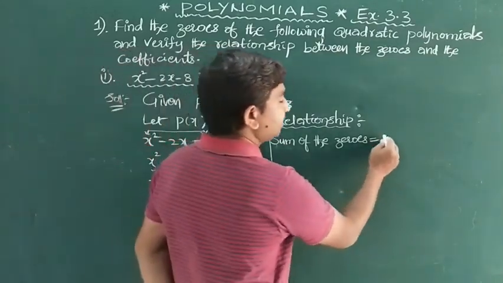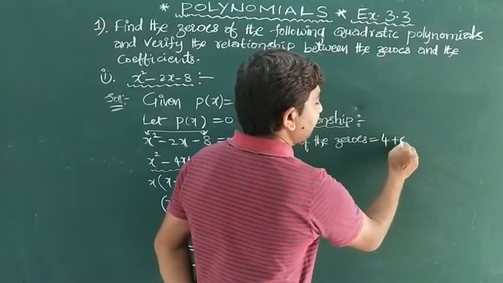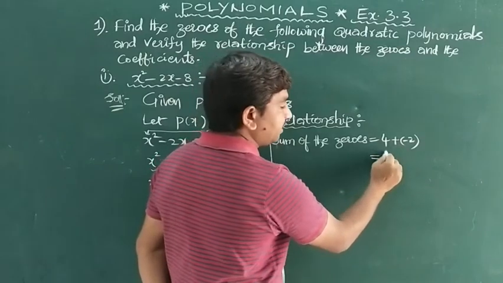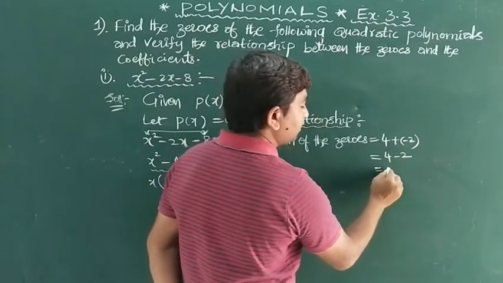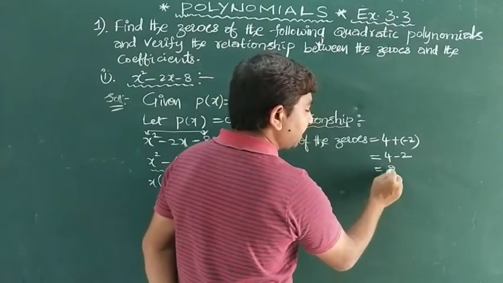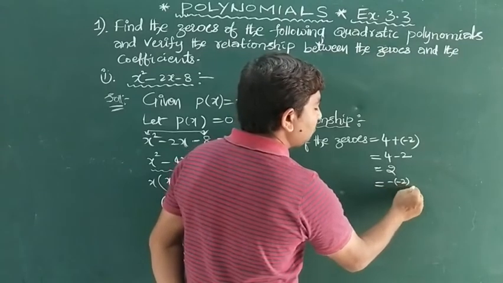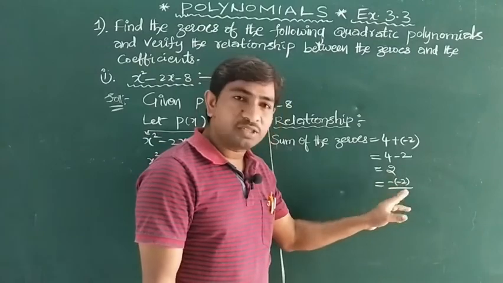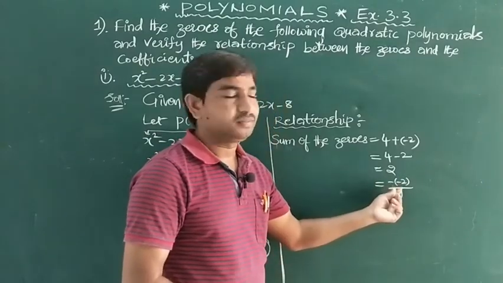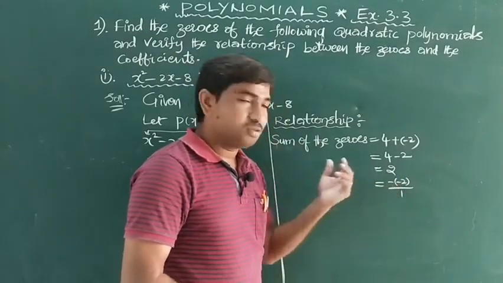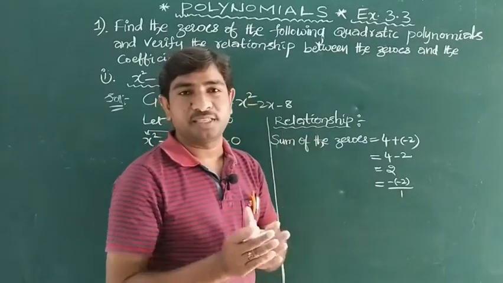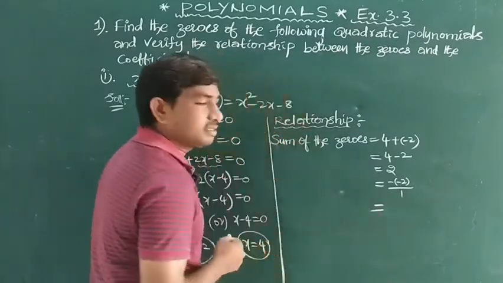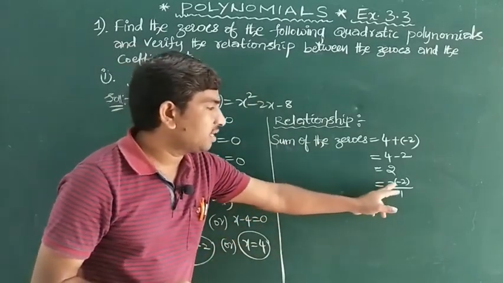Sum of the zeros means 4 plus minus 2, that is 4 minus 2, which is equal to 2. This 2 can be written as minus of minus 2 by 1, because minus of minus 2 is the same as plus 2, by 1. So to form the relationship between the zeros and coefficients, we can write this as sum of the zeros means minus of minus 2.